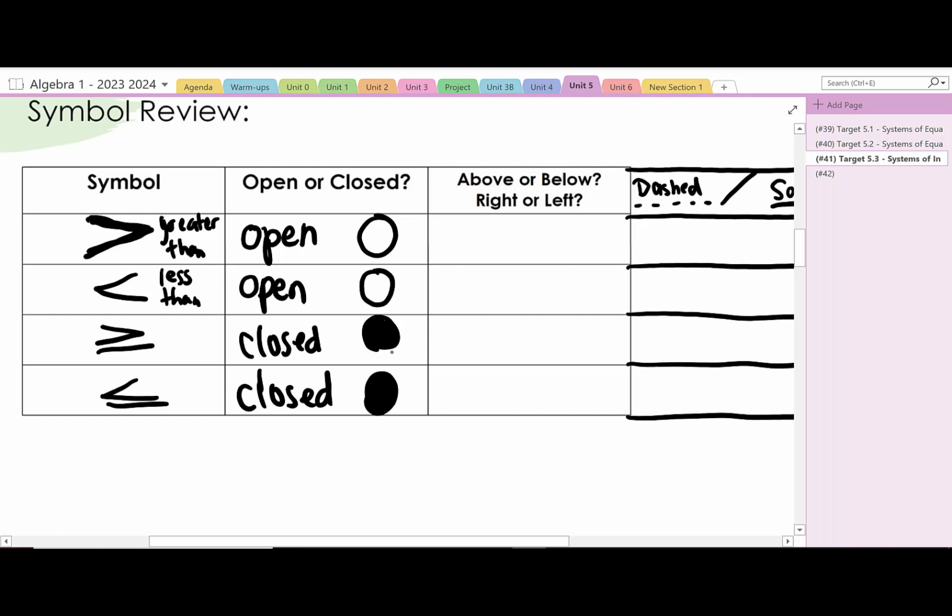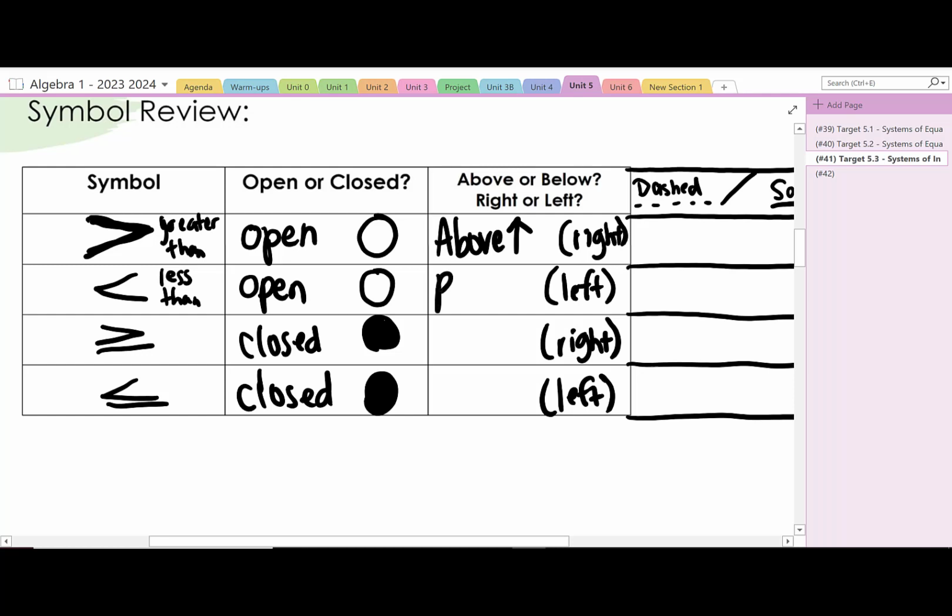Okay. Now, if the sign is going to the right, so this one's going to the right, this one's going left, this one's going right, this one's going left. If it's going to the right, you have to color above. If it's going to the left, you need to color below. So si el signo es derecha, significa necesitas pintar arriba or above. Y si el símbolo está a izquierda, significa necesitas pintar el color abajo.